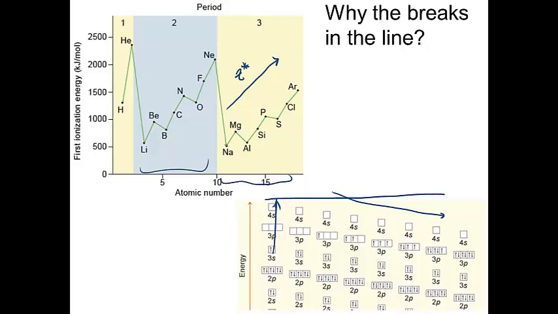What we also see, though, is that from sodium to magnesium, it increases. That makes sense because the 3s orbital for magnesium is lower in energy. This is sodium here, this is magnesium here. It takes more energy to get a magnesium electron out than a sodium electron because the 3s orbital for magnesium is lower in energy. When we go to aluminum, though, we see this break in the line.